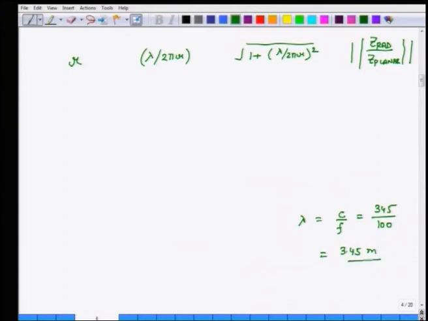So, with this value of lambda, for different values of r, I can calculate lambda over 2 pi r. Also, I can calculate the square root of 1 plus lambda over 2 pi r whole thing squared. And then finally, if I take the inverse of this term, I get the ratio of radial impedance and planar impedance, the magnitude of that ratio.